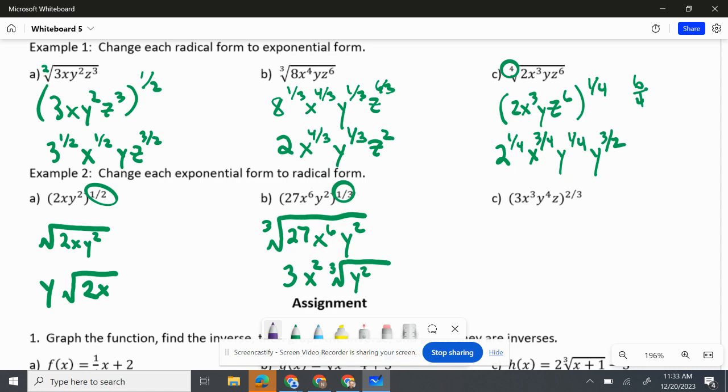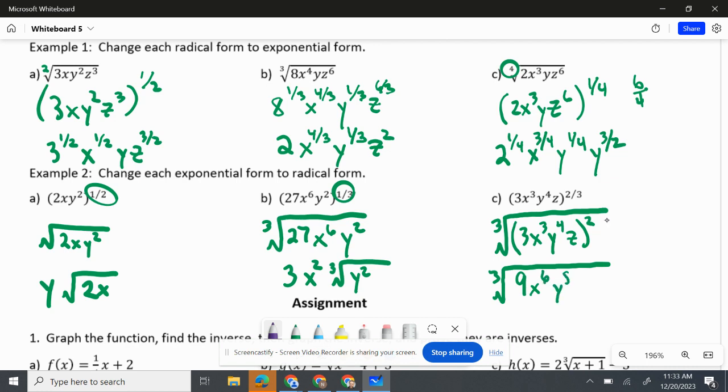Now for letter C, what we have is a square and a cube root. So I'm going to write it as the cube root. And then what I'm going to do is I'm going to square it. 3x to the 3rd, y to the 4th, z. And we're squaring this. So when we square it, we get 9, x to the 6th, y to the 8th, z to the 2nd.